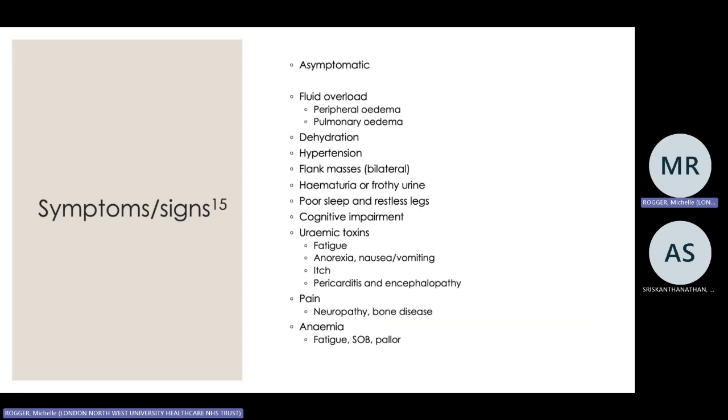Then there are the symptoms of uremic toxins: fatigue, anorexia, nausea, vomiting, itch, and signs of pericarditis and encephalopathy. They're at risk of developing neuropathy and pains due to bone disease. And there are the symptoms of anemia, a complication of CKD, such as fatigue, shortness of breath, and pallor.